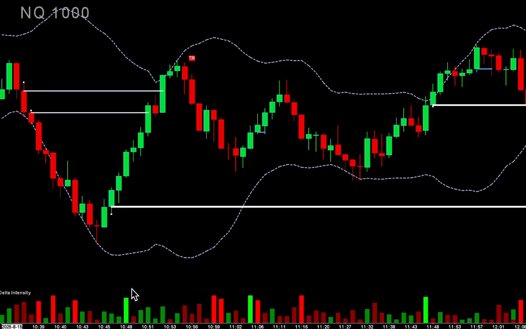So the delta intensity is the beginning of a trend, or it's the end of a trend. So this is the begin or the end. I don't know which. I have 3 delta intensities right here, and right here. That looks like the end of a trend. It looks like the end of a trend.